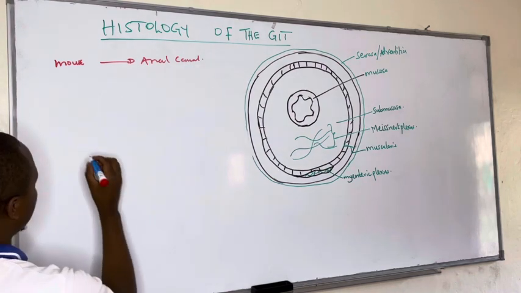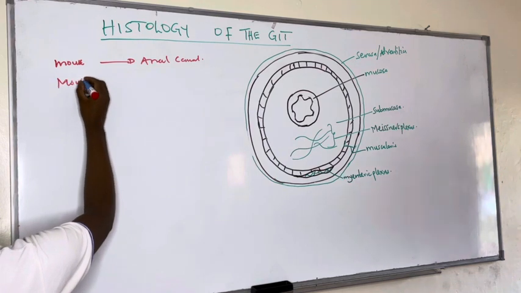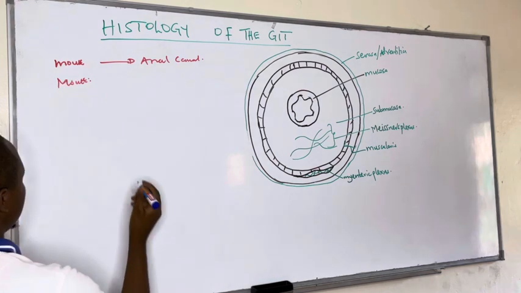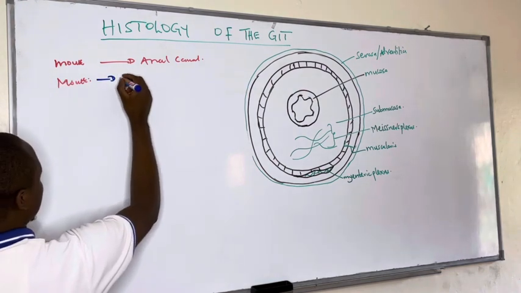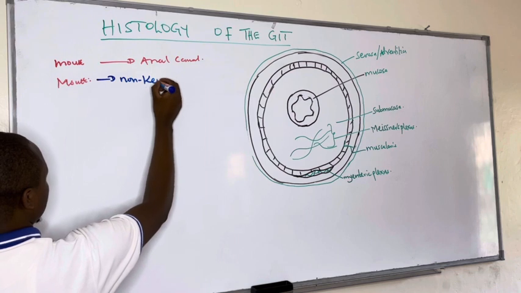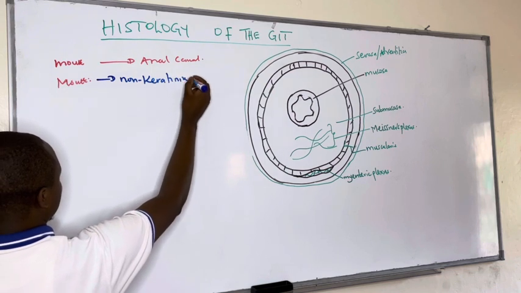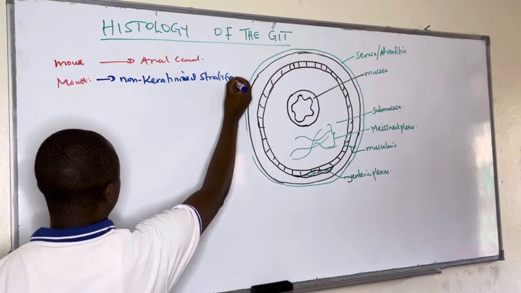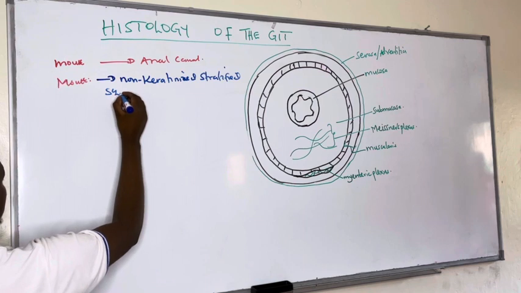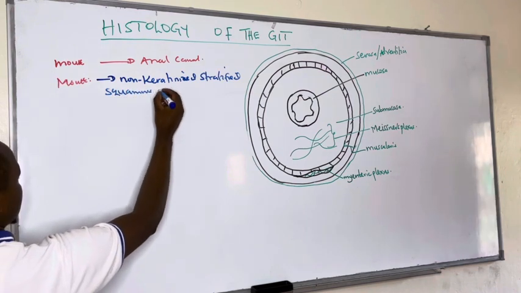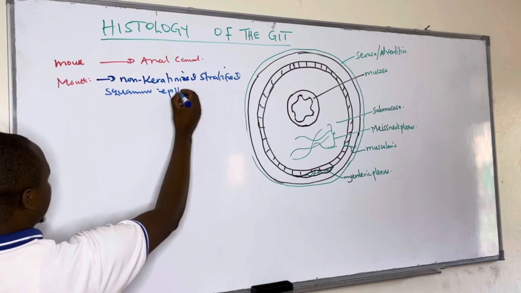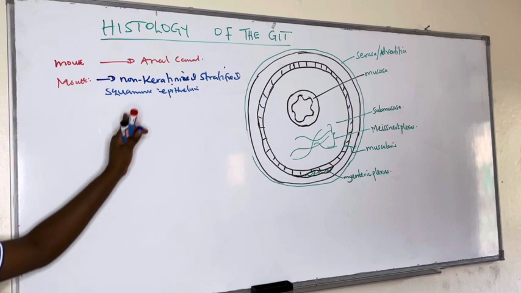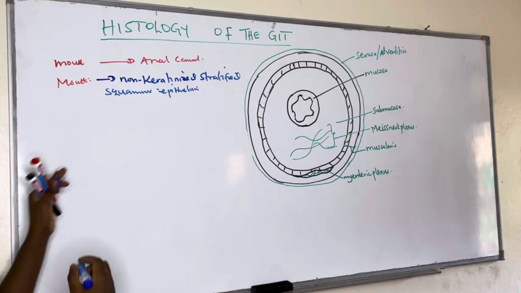And in the mouth, if we talk about the mouth, the epithelial lining is non-keratinized stratified squamous epithelium. So this is the epithelial lining, and this epithelial lining, we see it in the mouth.